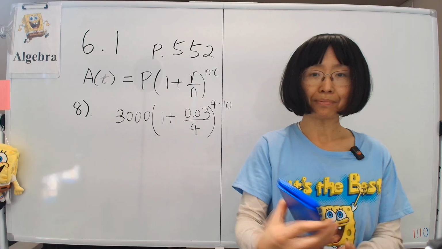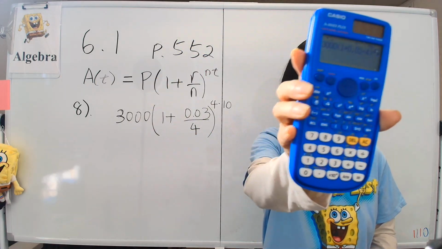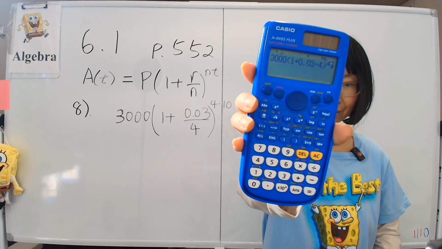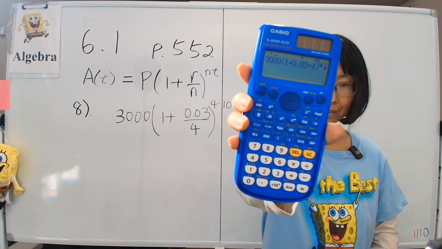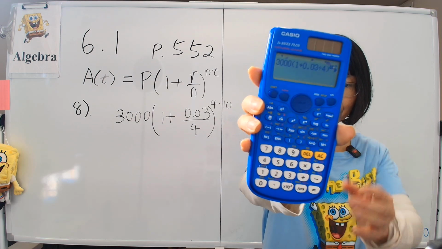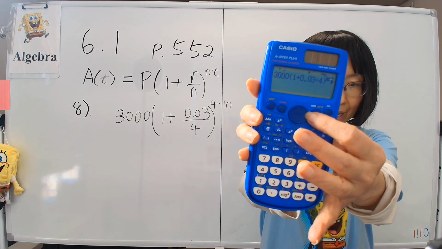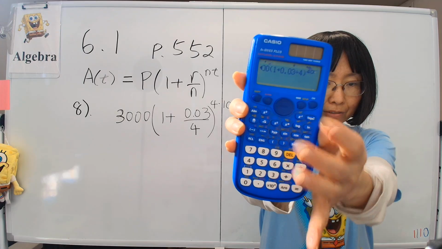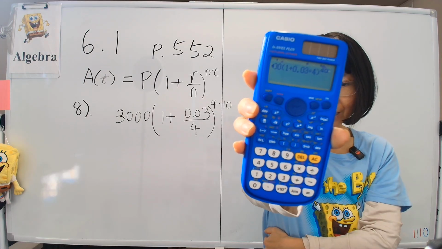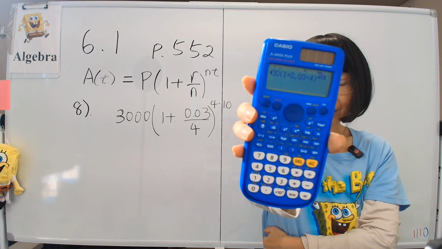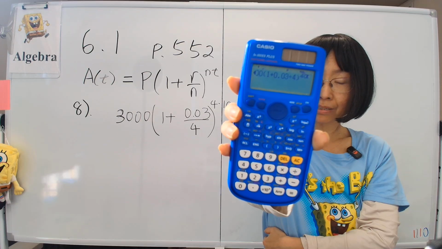So I have it typed into the calculator. I have 3,000 times (1 plus 0.03 divided by 4), close parentheses. And then I move over a little bit, raised to the power 4 times 10, I just typed in 40. If it's a harder number, then you have to put it in parentheses.